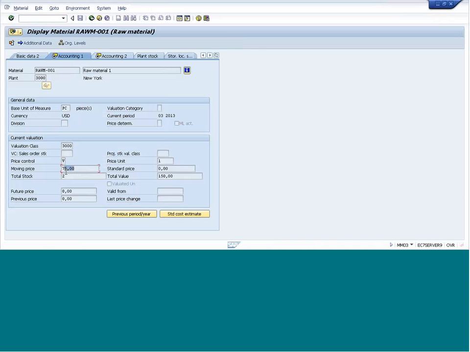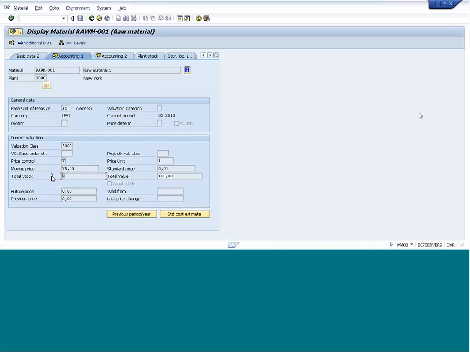Question. Yes, go ahead, please. Now we calculated this moving average price by dividing the total value by the stock. So let's see, if you issue a stock, right now we have two in stock. Let's say we issue one of the stock to production, and later on we just have one item in stock, and the moving average price is 75. And if we acquire another one at 100, what will be the new moving average price?